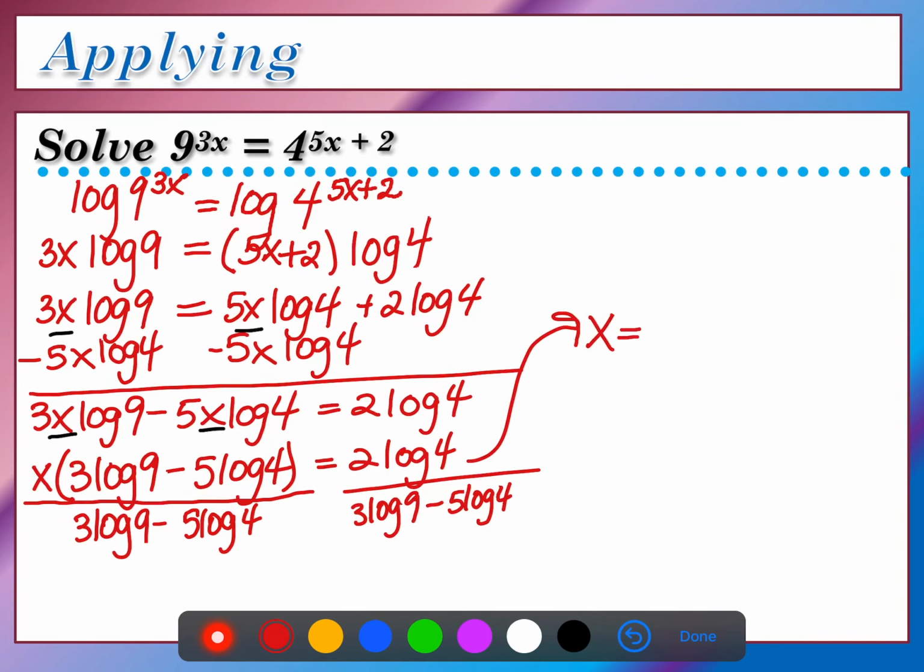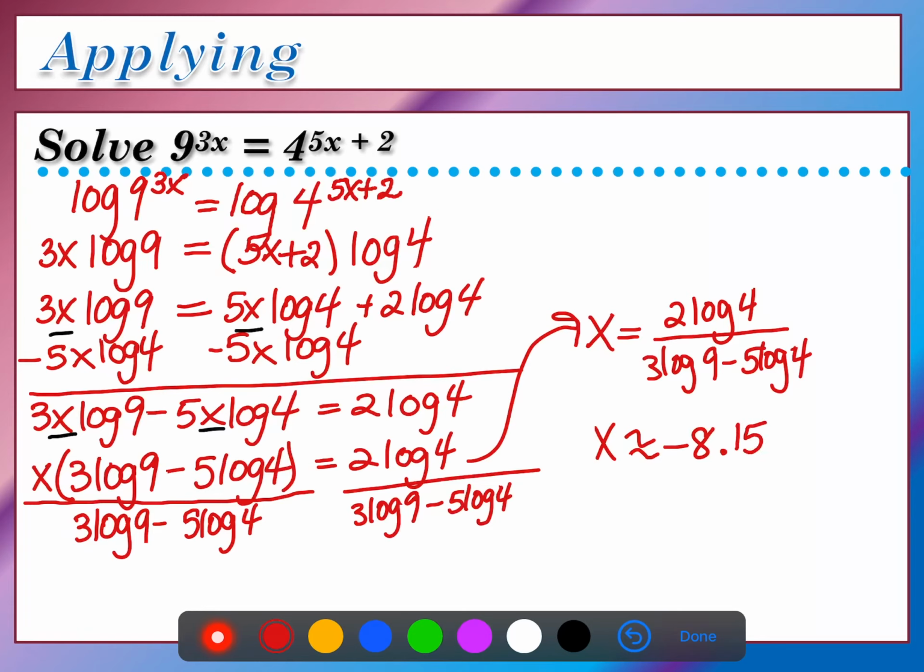So now I have the variable all by itself. I have x equals 2 log 4. Okay, and I can plug that whole expression into my calculator. Okay, round to 4 decimal places. So I get negative 8.1595.